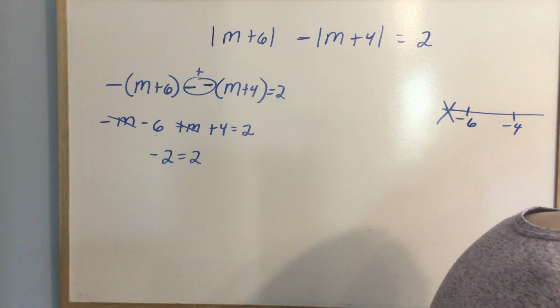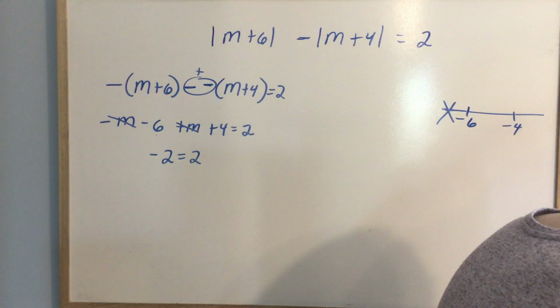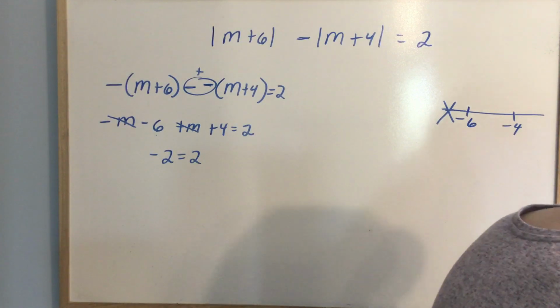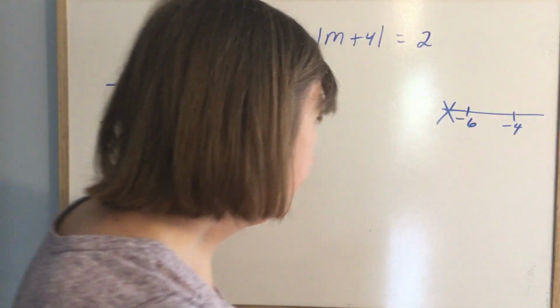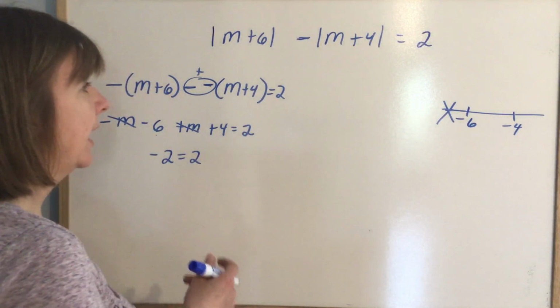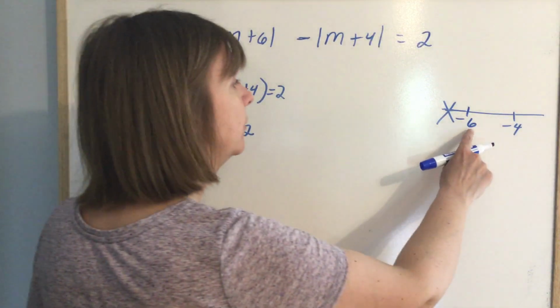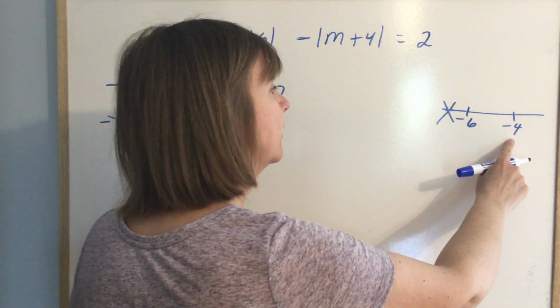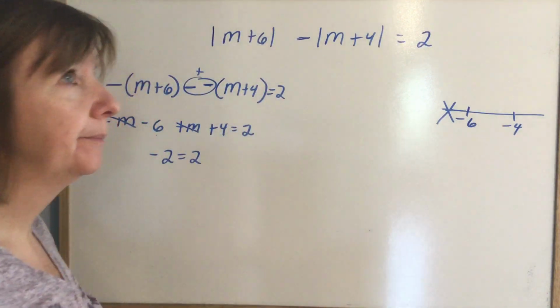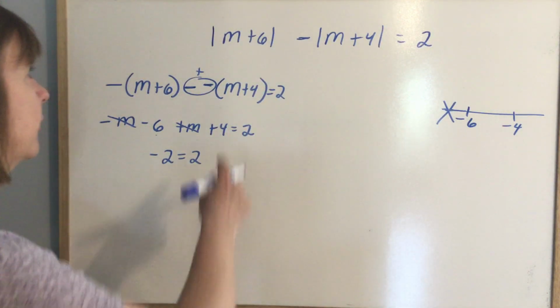Number 45. Okay. So, nothing in that section works. So now I'm going to say, what about numbers that are between negative 6 and negative 4? So negative 5, what will that do?